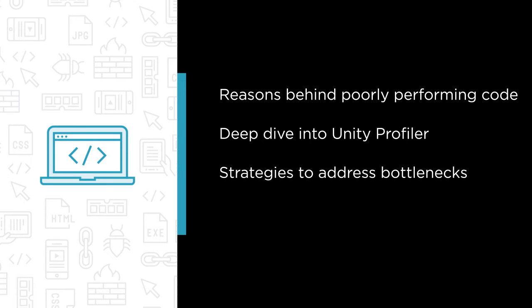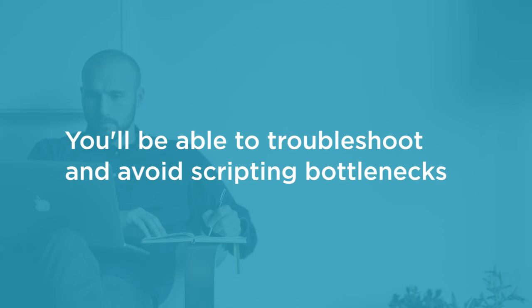Then you'll learn strategies and techniques to use to address these bottlenecks when you do encounter them, or even better, prevent them from occurring in the first place. Finally, you'll explore and implement object pooling and see how incorporating it into your design can make the difference between success and failure. By the end of this course, you'll have the knowledge and skills required to troubleshoot and avoid scripting bottlenecks and deliver games that are both fun and performant.